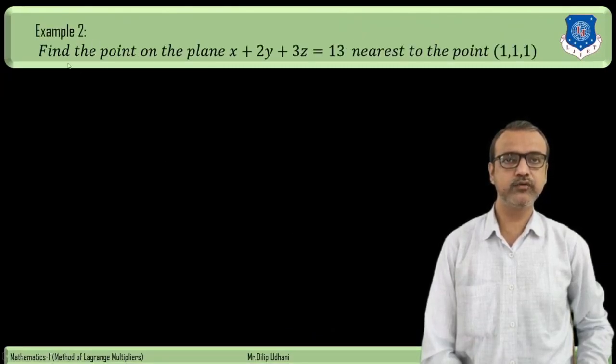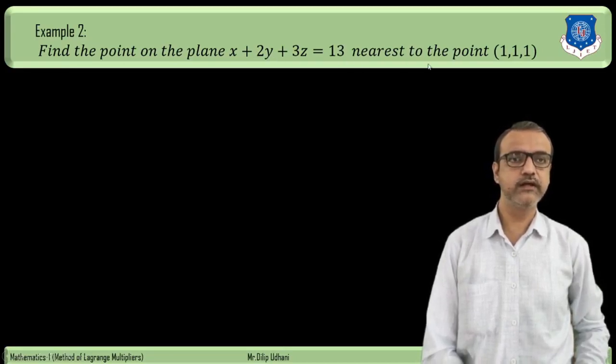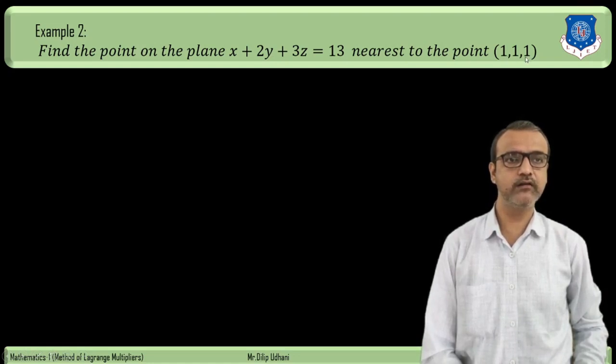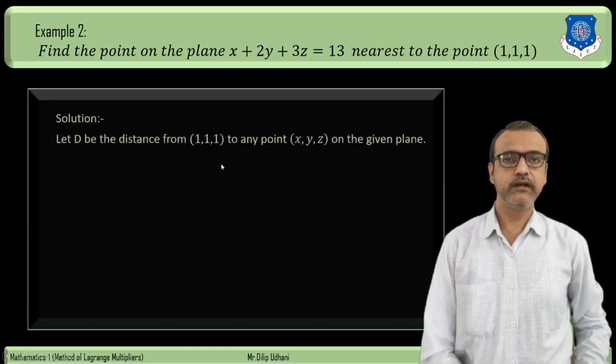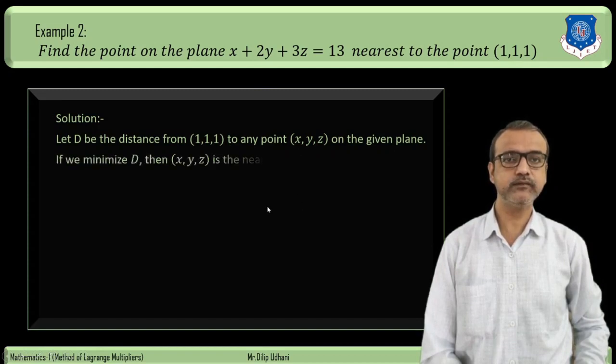Example number 2 is: find the point on the plane x plus 2y plus 3z equals 13 nearest to the point 1, 1, 1. So let's start. Let d be the distance from point 1, 1, 1 to any point x, y, z on the given plane. If we minimize d, then x, y, z is the nearest point to 1, 1, 1.